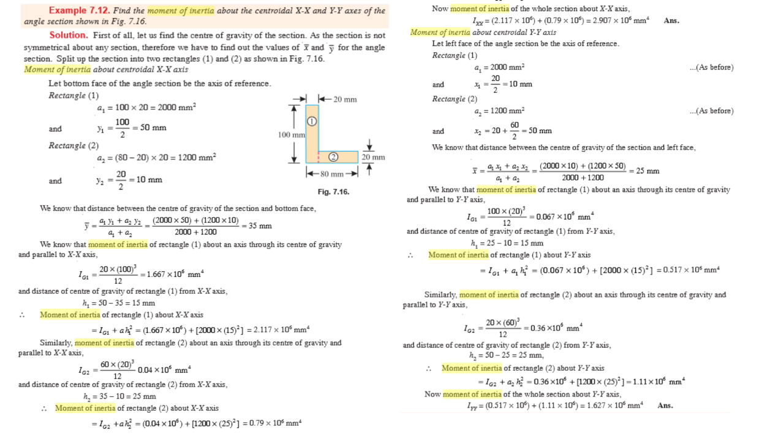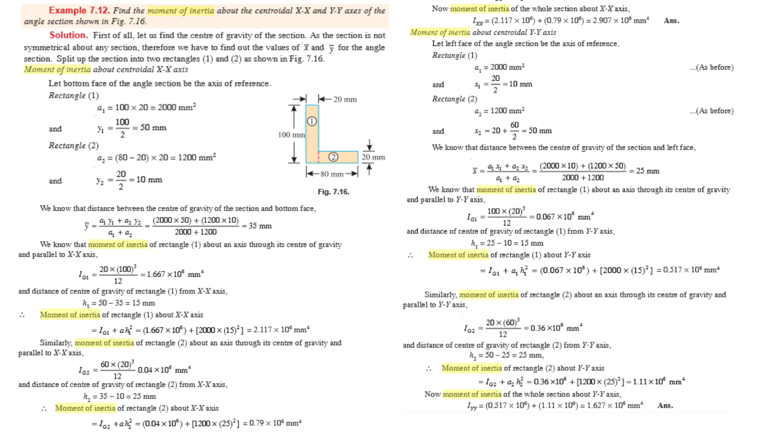We know the moment of inertia of rectangle section 1 about an axis through its center of gravity and parallel to the x-axis. Therefore, Ig1 is equal to bh cube divided by 12. The breadth of section 1 is equal to 20 mm and the height is equal to 100. So 20 into 100 cube divided by 12 is equal to 1.667 into 10 to the power of 6 mm power 4. Next, the center of gravity of rectangle section 1 from the x-axis.